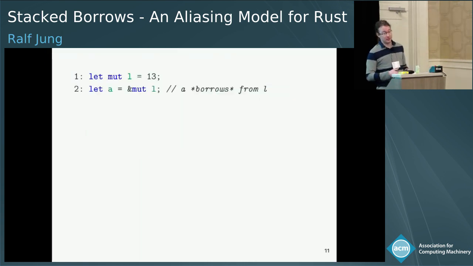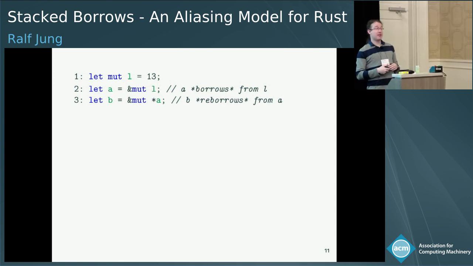So here's some example code. We start with a local variable, and we create a reference to that. In Rust, we call this borrowing, because we think of local variables as owning the memory where the value is stored. So L owns the memory where 13 lies, and then A borrows from that. Then we create another reference, B, by dereferencing A and obtaining a reference again, which looks kind of like a no-op, but in Rust this is a very meaningful operation. We think of B as taking what A has borrowed and then borrowing that itself in turn.